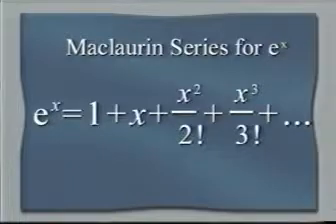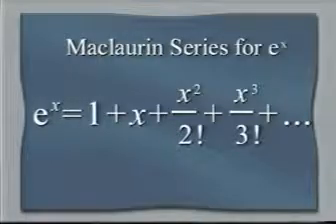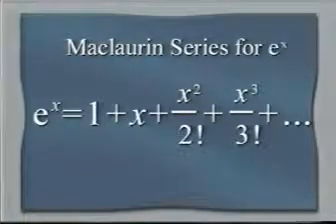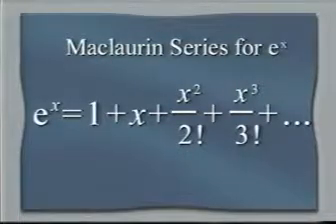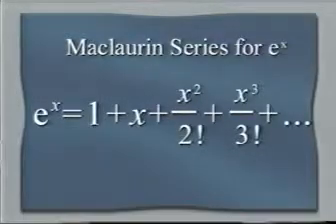We'll talk about that. Plus x to the third over 3 factorial, and so on and so forth. And the question was, how much patience do you have? How much time do you have? How many terms do you want? Because obviously the next term would be x to the fourth over 4 factorial, etc.